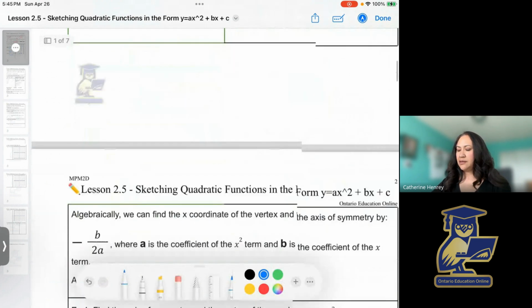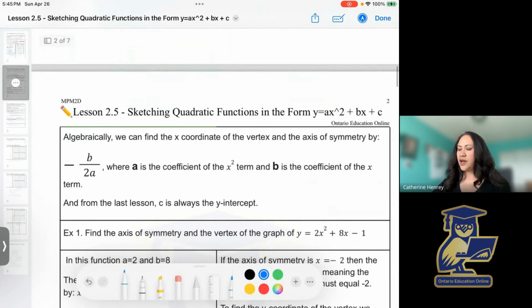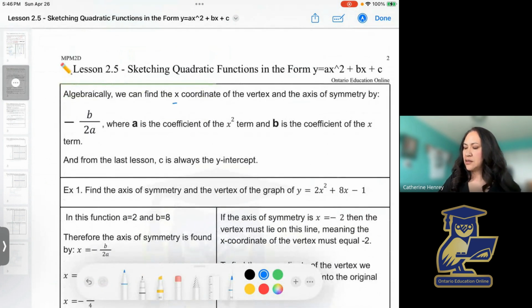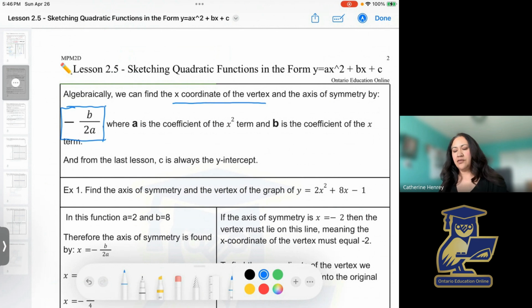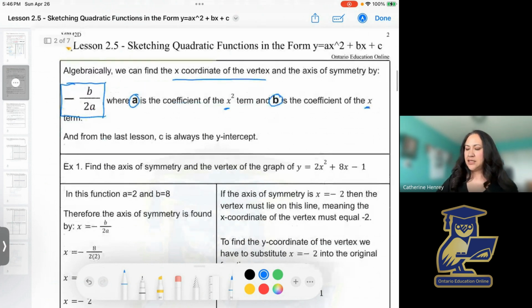So going forward then, algebraically, we can find the x-coordinate of the vertex and the axis of symmetry by this little equation here. So negative b divided by 2a. And a, again, is the coefficient of the x squared term. And now we're adding that middle coefficient of bx. So b is the value of the x term. c, as it turns out from the last lesson, also coincides with the y-intercept.